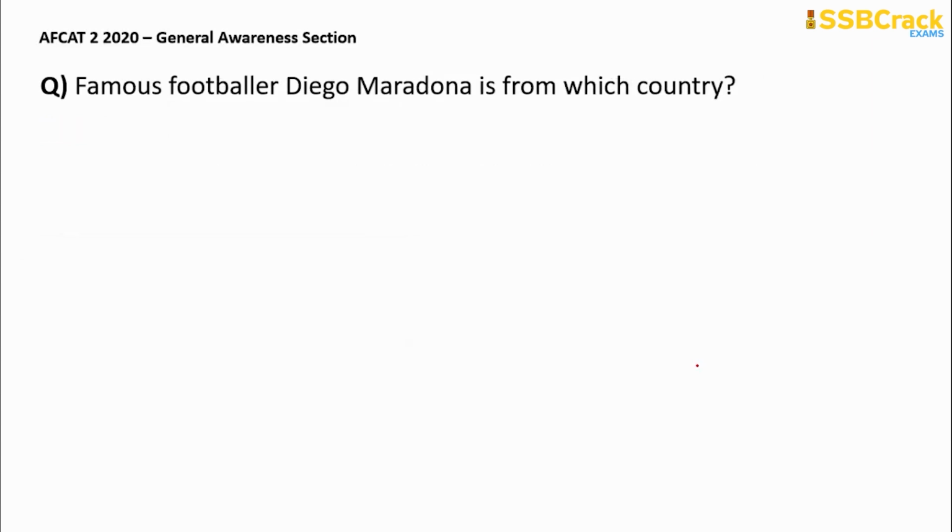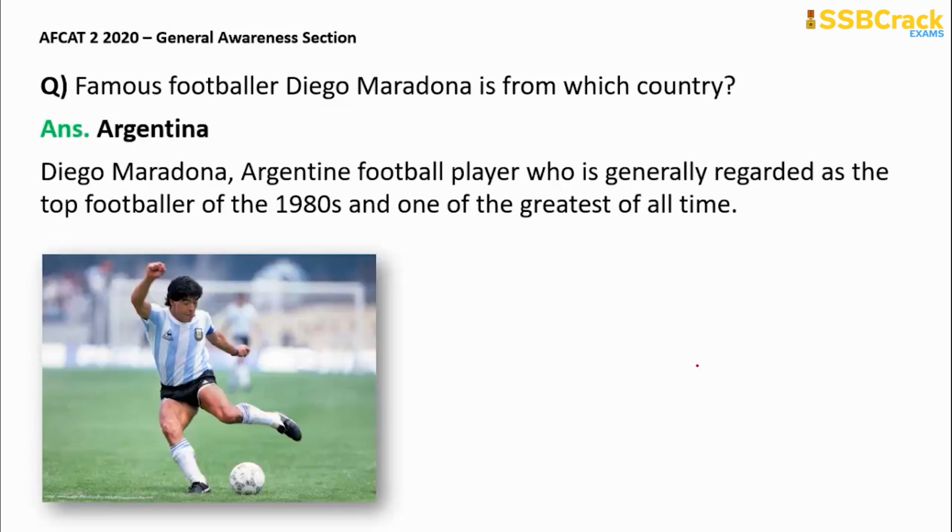Next question, famous footballer Diego Maradona is from which country? So he is from Argentina. And he is also generally regarded as the top footballer of the 1980s and one of the greatest of all time.